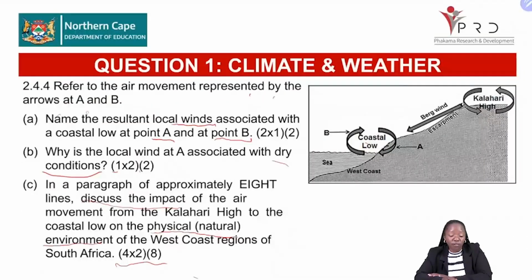Right, grade 12. Our next question is question 2.4.4 A, B, and C. I'm going to give you 8 minutes to answer these 3 questions because there is a paragraph question so that you can have enough time to structure your paragraph. Remember, you give a fact as well as the qualifier, which means you give a full answer when it comes to the paragraph questions. So your 8 minutes start now.